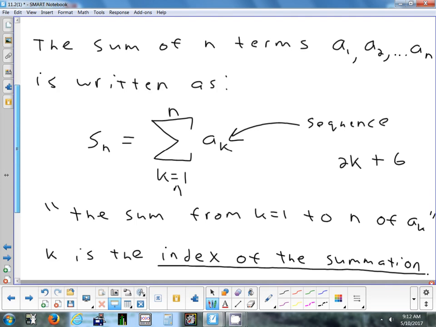This basically tells you where you're going to start. What term do you want to start at? Do you want to start with the first term? Do you want to start with the second term? Where do you want to start? This tells you where you're going to end. So on the right-hand side is the formula that generates the numbers you're going to add. The bottom says where you want to start. The top says where you want to stop.